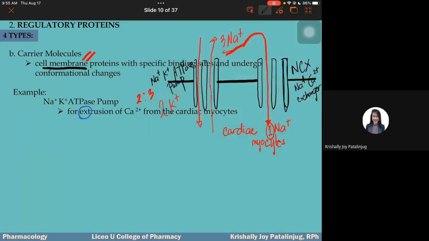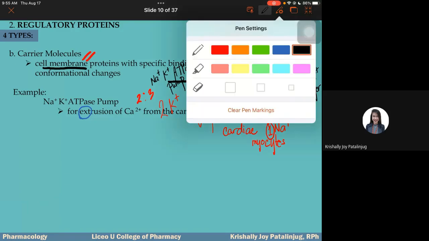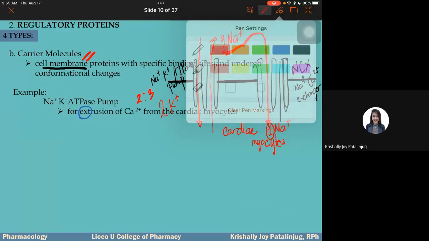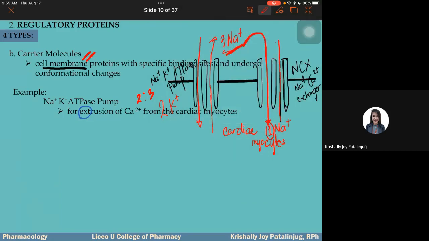Once one sodium ion gets in, a calcium ion will get out of the cell. Okay? So that's the NCX exchanger. They just exchange: sodium comes in, calcium goes out. So that's how the sodium potassium ATPase pump works.